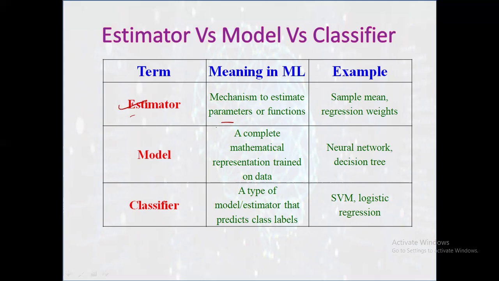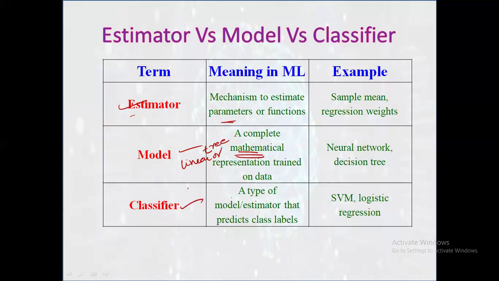Next, a model refers to a mathematical structure that defines how input data is related to output data. This includes both the structure, like linear or tree based, and the learned parameters. A trained model is ready for prediction.